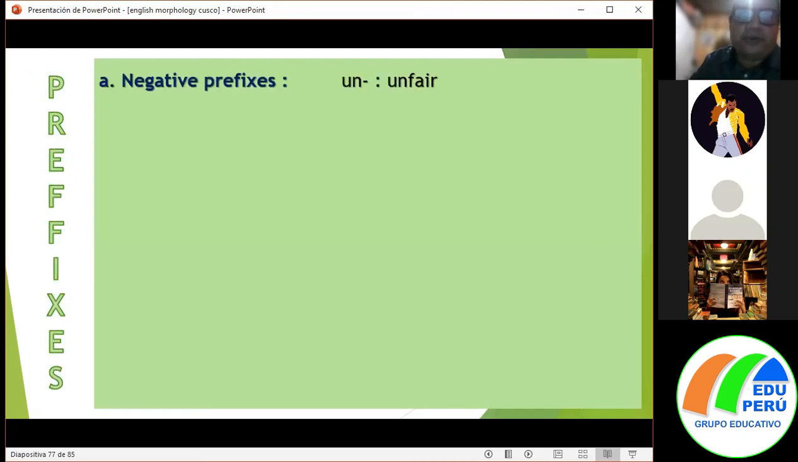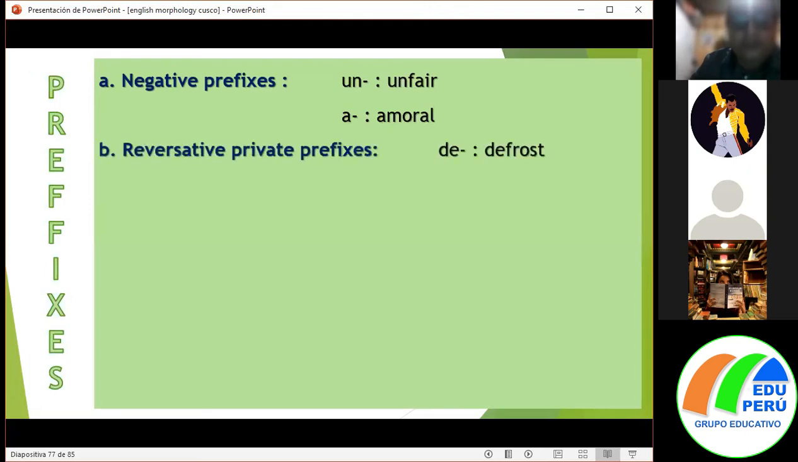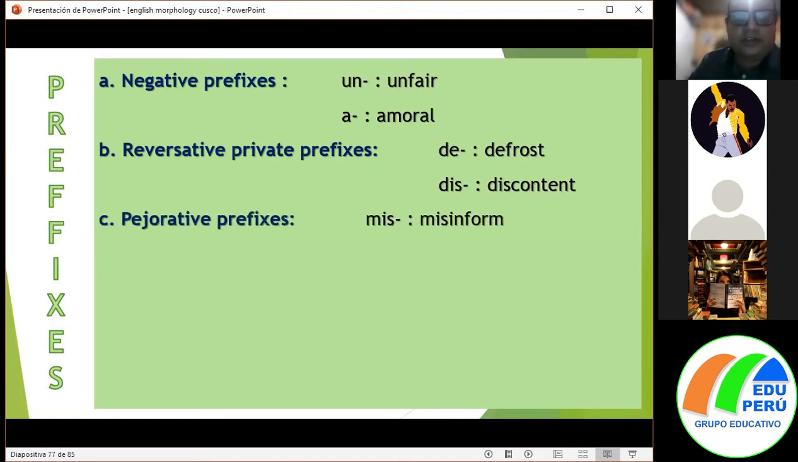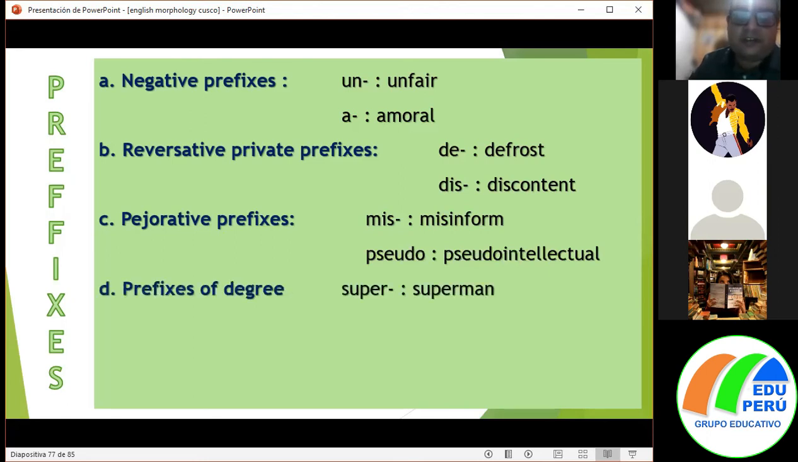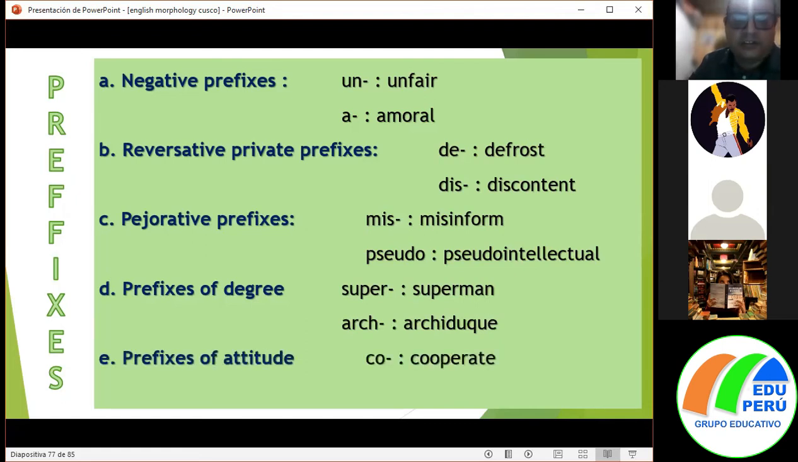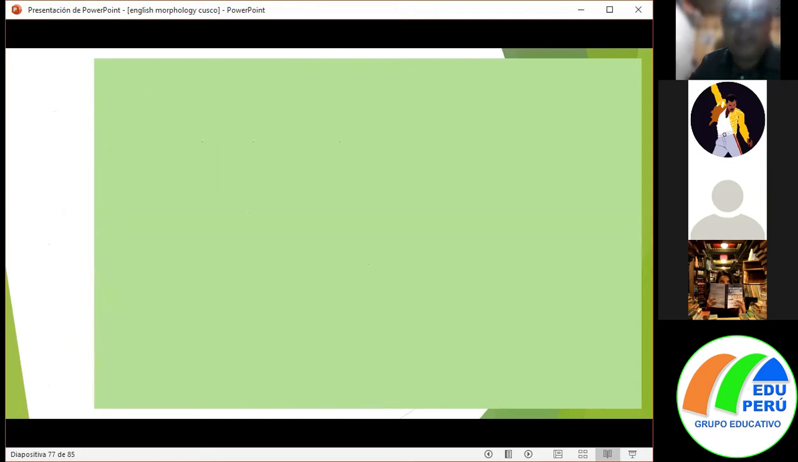For example, here we have some prefixes. Negative prefixes, un-, unfair, or im-, immoral. Reversative or privative prefixes, de-, defrost, dis-, disconnect. Pejorative prefixes, mis-, misinformed, or pseudo-, pseudo-intellectual. Prefixes of degree, super-, superman, arch-, archduke. Prefixes of attitude, co-, cooperate, pro-, pro-communist. So here you have this. Notice prefixes, different types of prefixes.